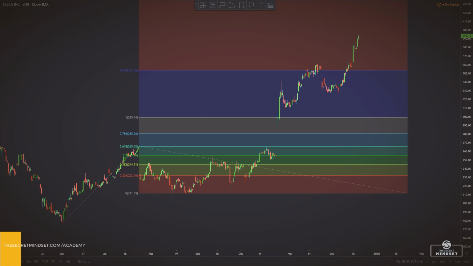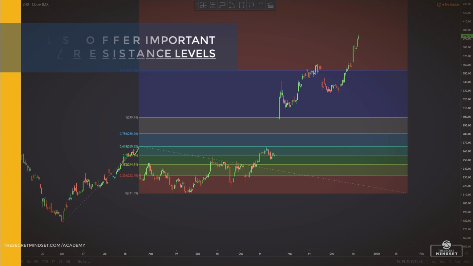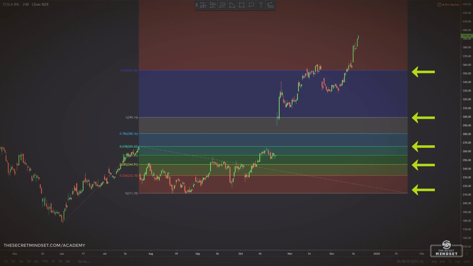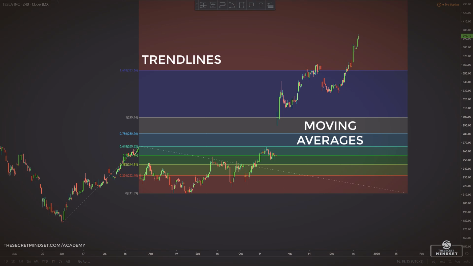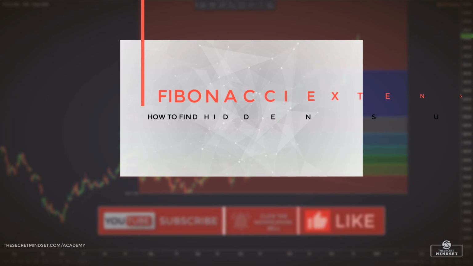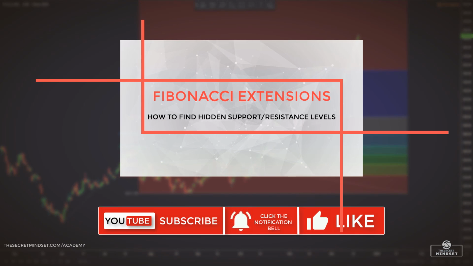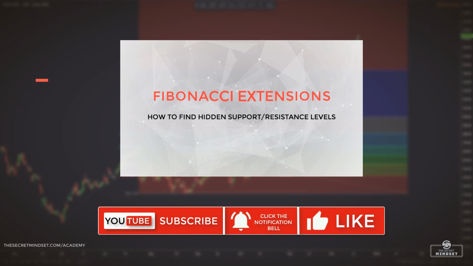Whether you want to believe it or not, Fibonacci levels play a critical role in defining support and resistance levels when day trading, and determining support and resistance levels is a common problem faced by most traders. Some of the common methods to determine support and resistance include trend lines, moving averages, pivot points, or Fibonacci retracements. Today, you will learn how to determine hidden support and resistance levels using Fibonacci extensions.